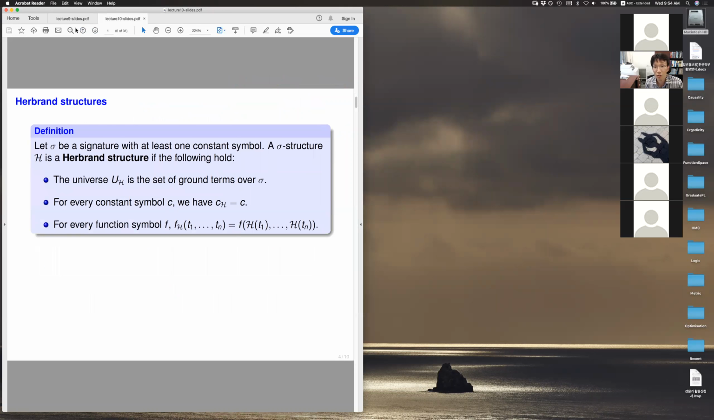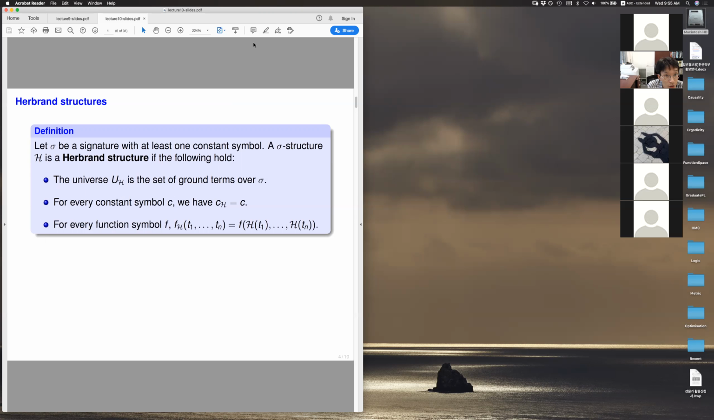Right, so now here's one important concept, which is called Herbrand structure. This is a specific kind of structure. We are given a signature sigma, and we assume that the signature contains at least one constant symbol. That's because we want to make sure the structure we are talking about contains at least one element in the underlying universe. So we have a signature which contains at least one constant symbol, and a structure over sigma is called a Herbrand structure if it satisfies the following properties.